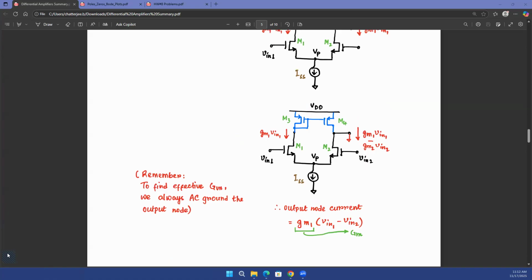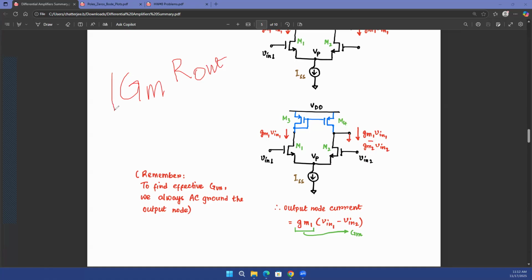Now, remember that we already did this when we were looking at single-ended amplifiers: we want to find the effective GM in a circuit and the effective R out in a circuit. Multiply the two, you get GM times R out, which is the gain of the circuit, right? That's something we have learned in single-ended amplifiers as well.